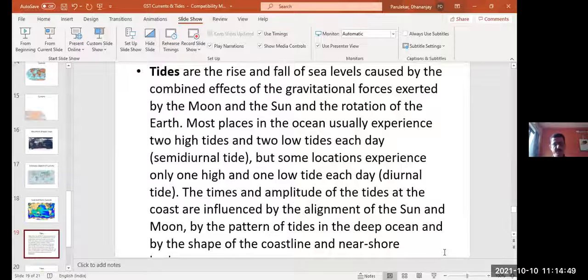Muhammad Sharif, switch on your mic. Sir. Okay. Now read this for the class. Loud and clear. The rest, tides is something which you have done.